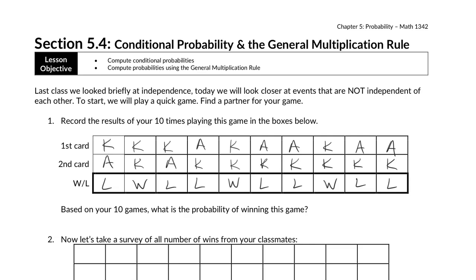When I played this game of drawing the 2 cards, this was my results, which means how many times did I win? 3. So my probability of winning based on my 10 trials was 3 out of 10 or 30%. Can you guys do yours real quick?